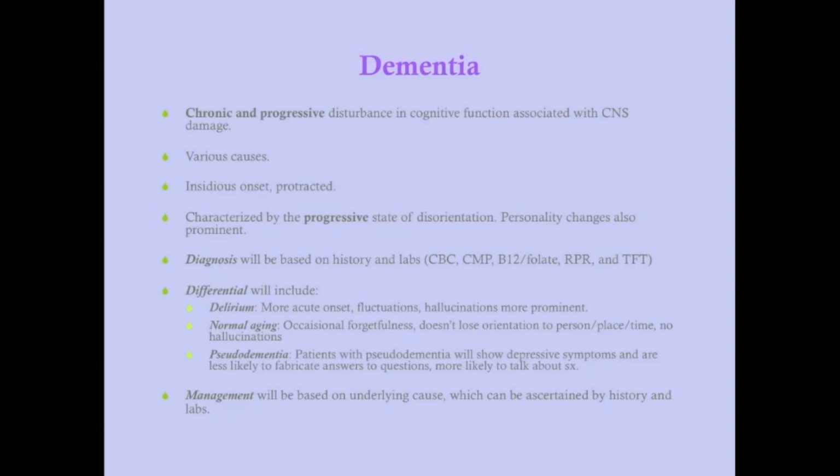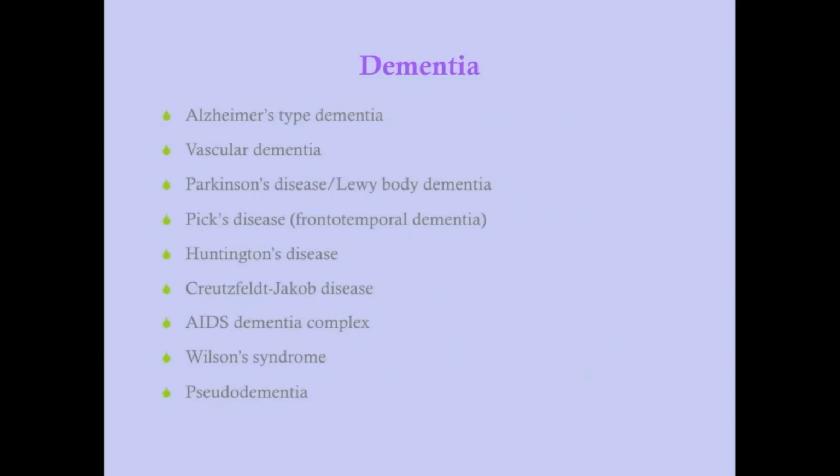And the management for any kind of dementia is going to be based on the underlying process that's going on, which we usually diagnose with history and labs based on what we're suspecting is the process. So these are the types of dementia that we're going to talk about. As you can see, there's 9 of them.